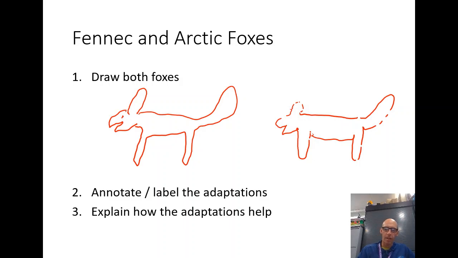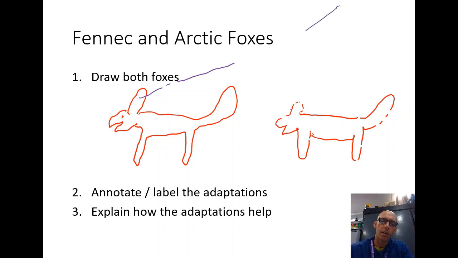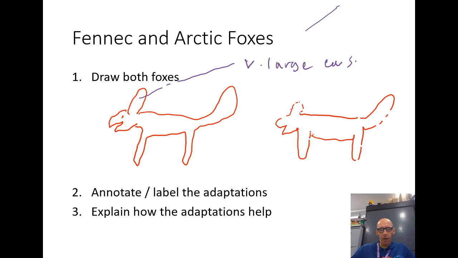Now what I want you to do after that is, for each of the foxes, if you label, for example here, I could write on there, very large ears. Go round both foxes, and for number 2 here, just label them. What are the features? So white skin, thick fur, short legs, etc, etc.